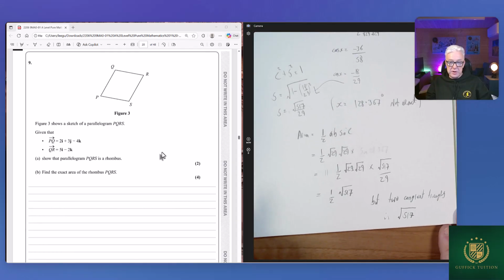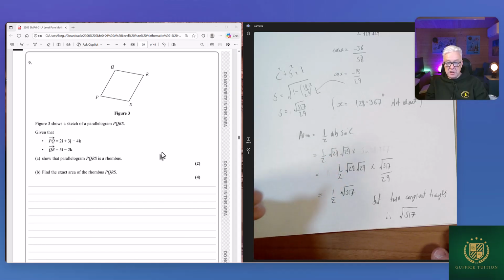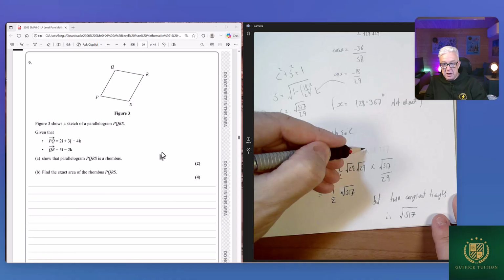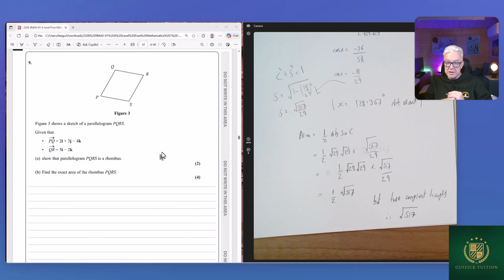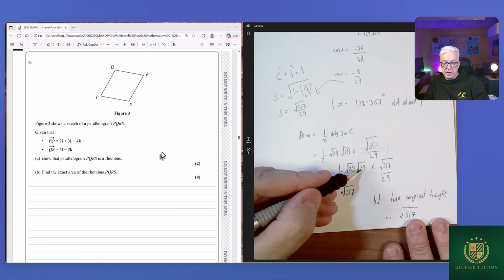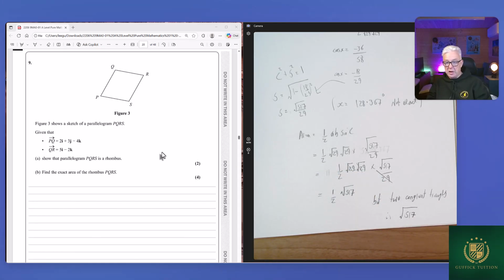So now the area of the triangle is half AB sine C. So it's going to be half times root 29 times root 29 times sine of C, which is root 517 over 29. So we work that out, and that turns out to be root 517 over 2. Because what happens is the root 29 and root 29 times together to become 29, which cancels with that 29. So the area of the triangle is a half root 517, but we've got two of the triangles because they're congruent, so therefore the area of the whole rhombus is root 517.